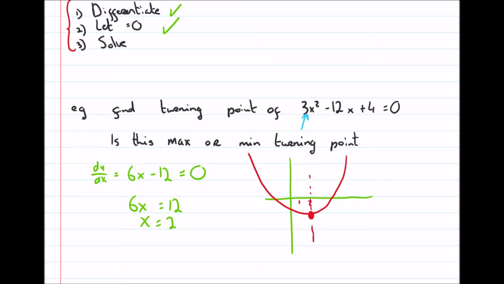Now they're asking here, is this a maximum or minimum turning point? Well, before I even show you the exercise that we can do to find that out, intuition would tell us that it's a minimum point because we know the shape of the graph. So it has to be a minimum point. But there is another way of finding it out.